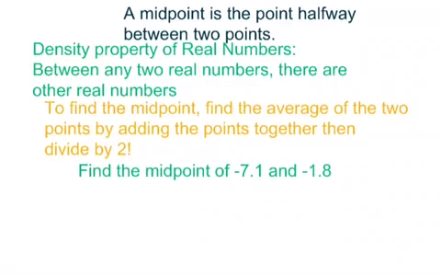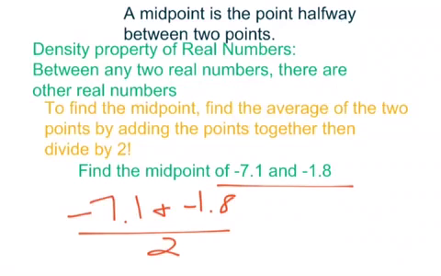So to find the midpoint, you have to find the average of the 2 points that you're given. By that, you have to add the points together and then divide by 2. So a midpoint can be seen as similar to an average. They give us these points right here. We have negative 7.1 and negative 1.8. So we're going to add the two together. We have negative 7.1 plus negative 1.8. I'm going to divide those by 2.